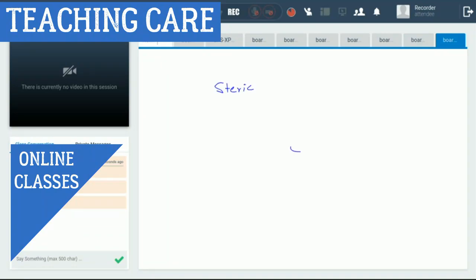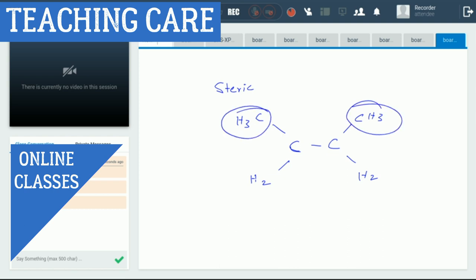Steric. For example, let us take carbon binding with carbon. And this side CH3, this side CH3. This side we have CH2, this side we have CH2. No, H2 will not come. Yeah, CH2 only. Here H2. Now, this is one methyl and this is one methyl. No, this cannot come. It is an alkene, butene.